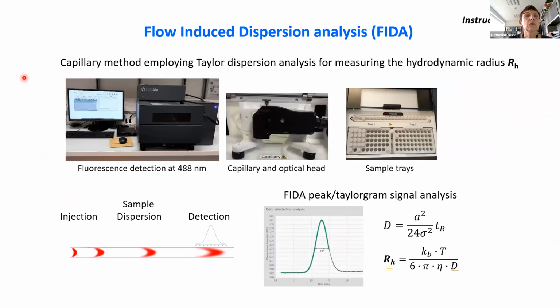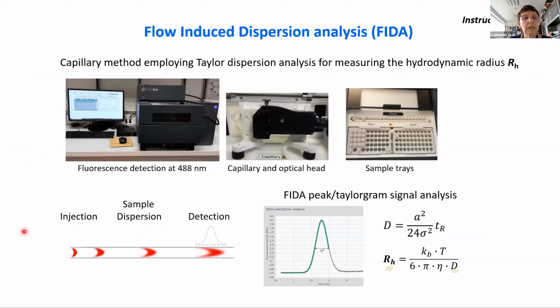So FIDA is a capillary method employing Taylor dispersion analysis for measuring the hydrodynamic radius. Here is a picture of the equipment with a fluorescence detector on the right side. On the top, you will have the 1 meter capillary. And below the capillary, you will have the sample trays. In this case, samples are loaded in vials, but you can also load the samples in plates.